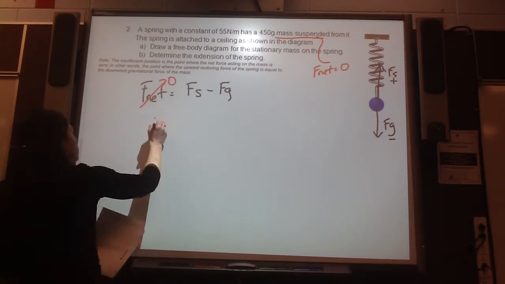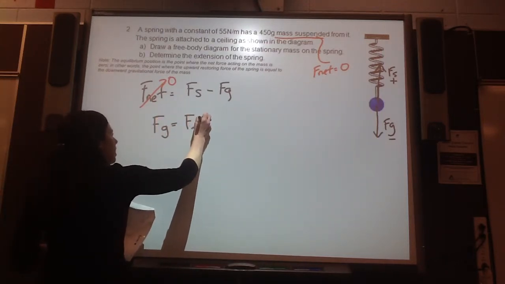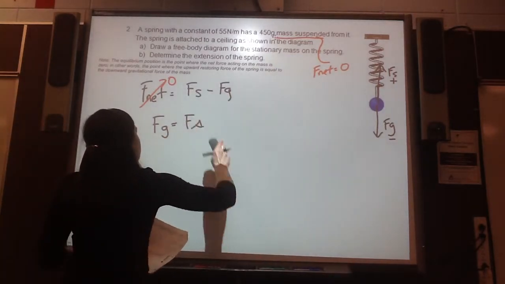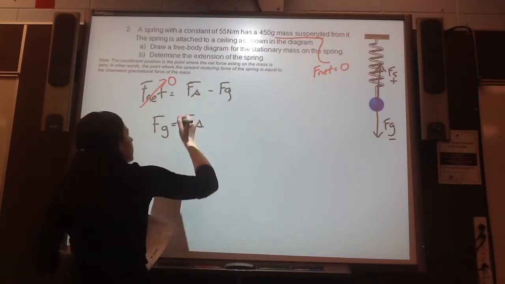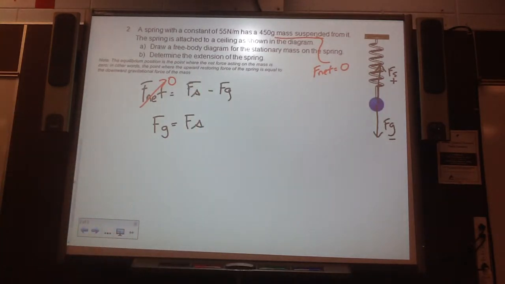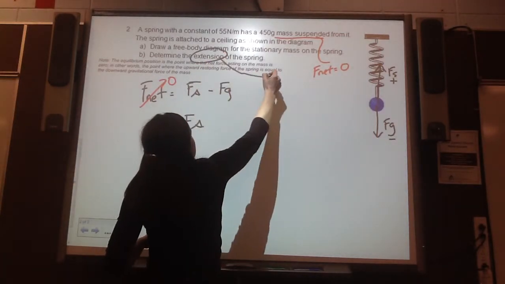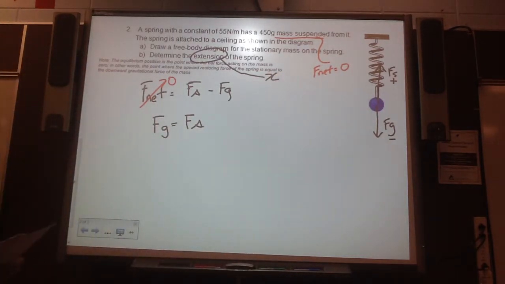So for this question, Fg is equal to Fs. I'm going to use a handwritten S just because sometimes when I do it quickly, the S looks like a G. I don't know why. Okay, so now this says determine the extension of the spring. So extension, that is the x value, how far it's extended.